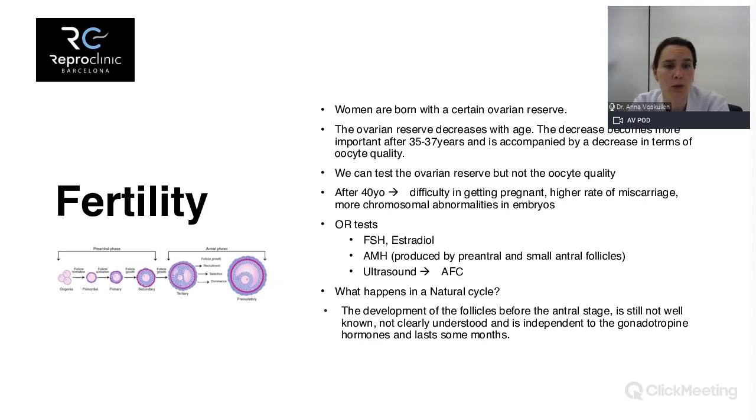And what can we test? What are the ovarian reserve tests that we have? FSH and estradiol. Actually, the FSH is the one that is important, but we need the estradiol to interpret the FSH levels, depending on the moment of the cycle. I always tell my patients that it's like the fuel of the ovaries. And if it's too high, it means that this ovary is not working properly and needs more fuel. So high FSH is not a good thing. Then we have the AMH, which is produced by preantral and small antral follicles, and it can be tested at any moment of the cycle. It gives us an idea of the total amount of ovarian reserve that we have.